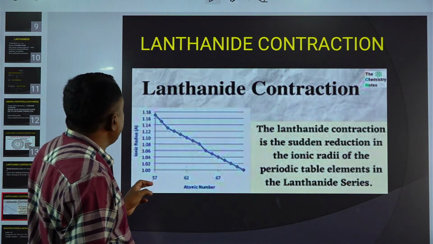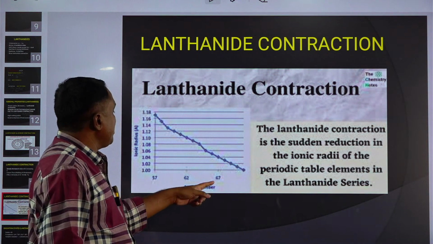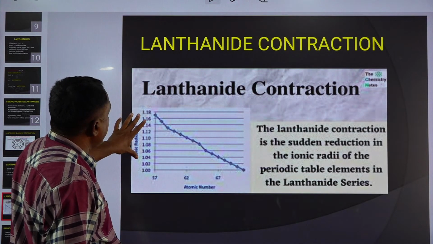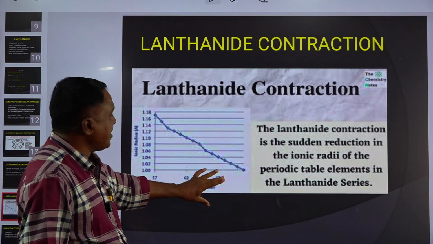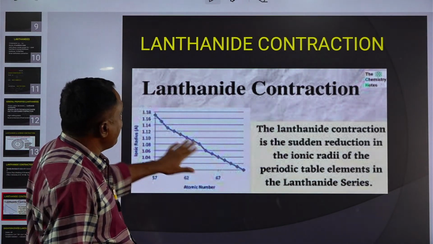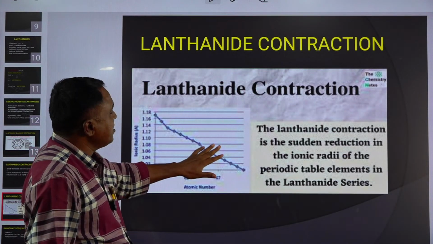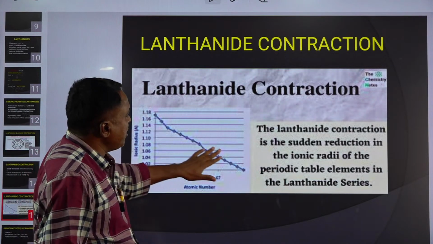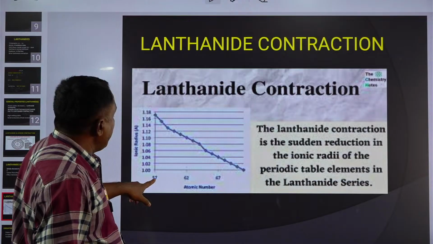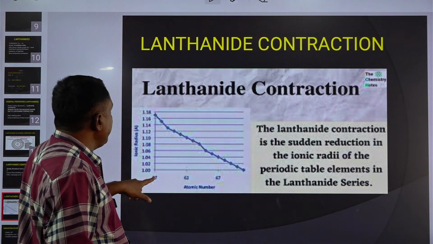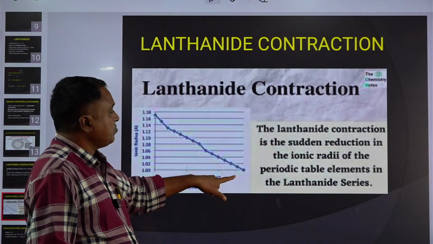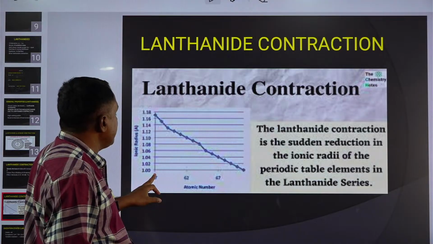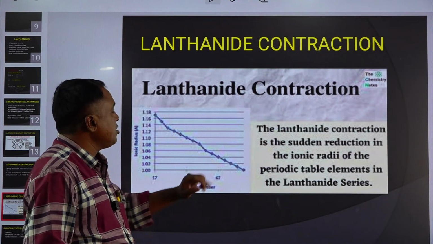So this is the graph. The atomic radii are on the y-axis and the atomic number is on the x-axis. When the graph is plotted with atomic radii on the y-axis and atomic number on the x-axis, there is a steady decrease in atomic radii for elements with atomic number from 57 to 71. This is 57 and the last one is 71. 57 is lanthanum and 71 is lutetium.